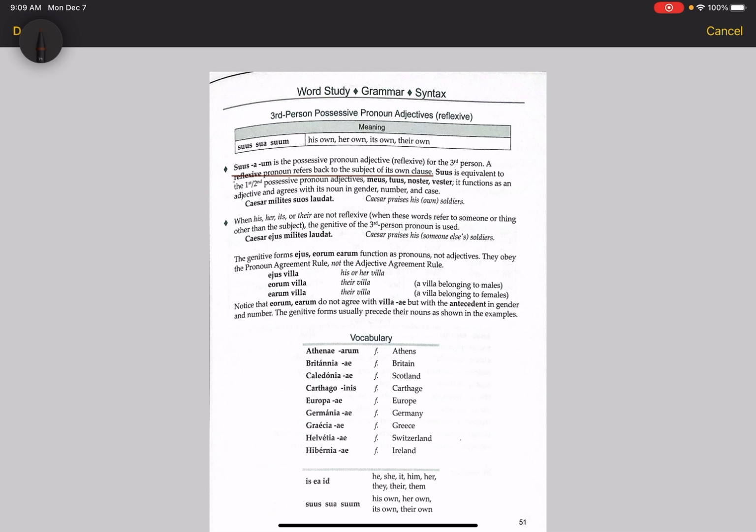Suus is equivalent to the first and second possessive pronoun adjectives meus, tuus, noster, vester. It functions as an adjective and agrees with its noun in gender, number, and case. So, it functions as an adjective, so it agrees in gender, number, and case. That's the adjective agreement rule, right?